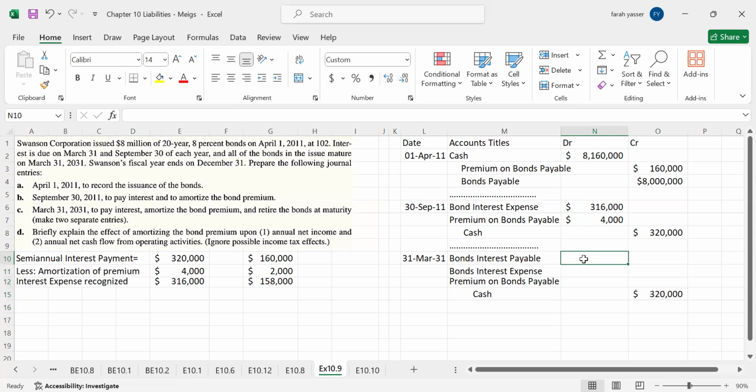So 3 month interest payable is 1,60,000. And bond interest payable for the remaining, the interest which is going to recognize for the remaining 3 month is 1,58,000. So this is 1,58,000. And a bond premium which is for again 3 months from January to March is 2,000. So yeah, this is the complete entry.